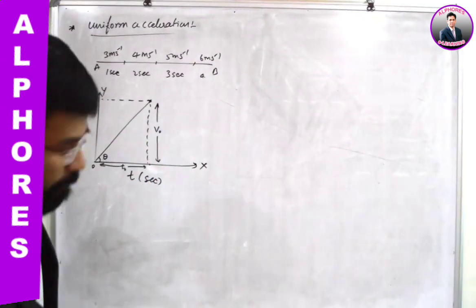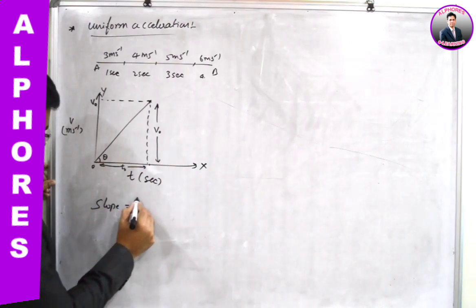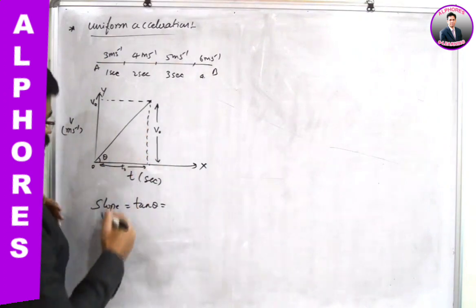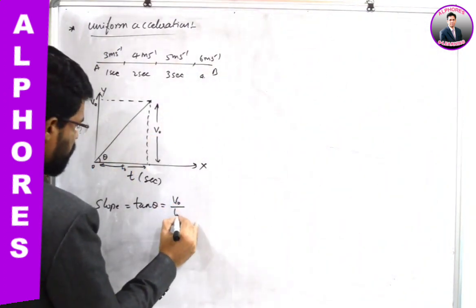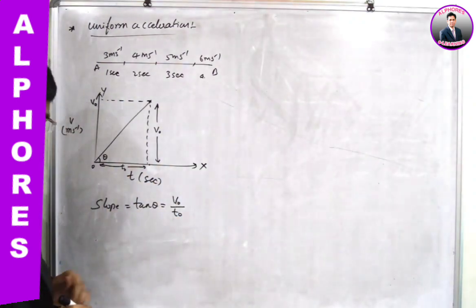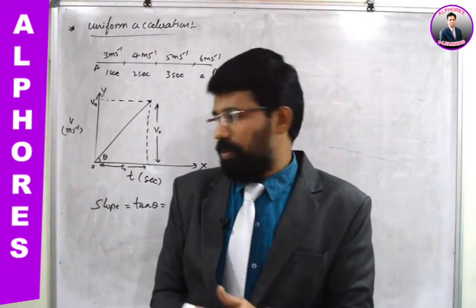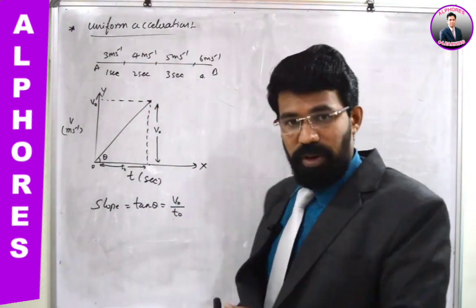Now tell me, what is the slope of this line? Slope of this line can be expressed as tan theta. We have seen in the last session, right? Tan theta. From this picture, what is tan theta? Opposite side by adjacent side. What is the opposite side? v naught, and the adjacent side is t naught. So velocity was divided by the time. When velocity is divided by the time, you can read this as the rate of change of velocity.